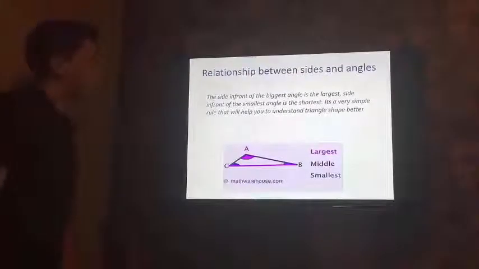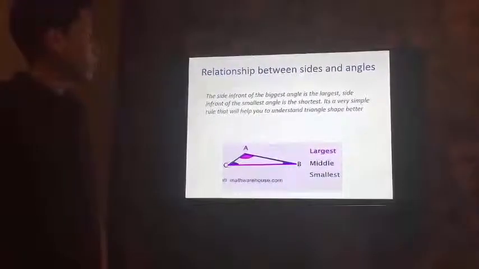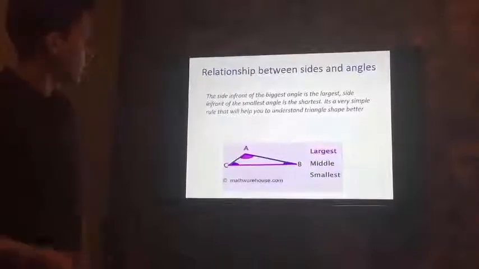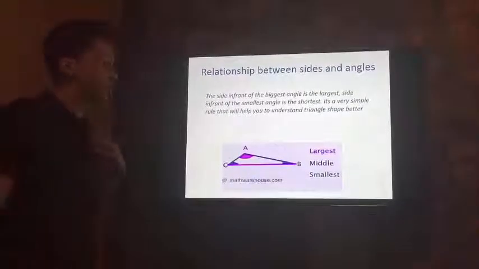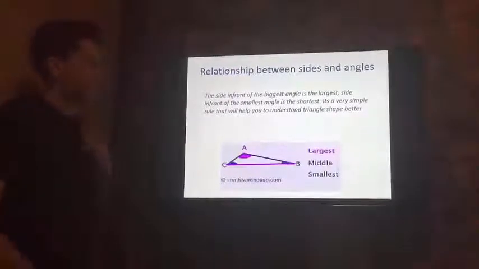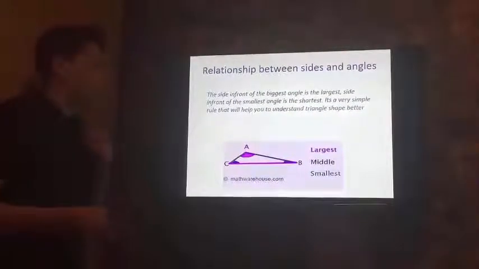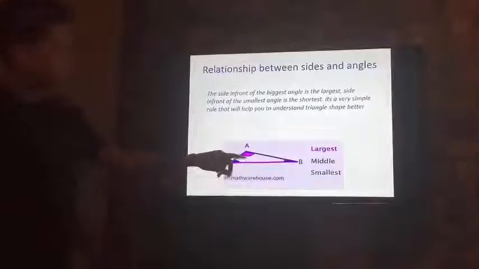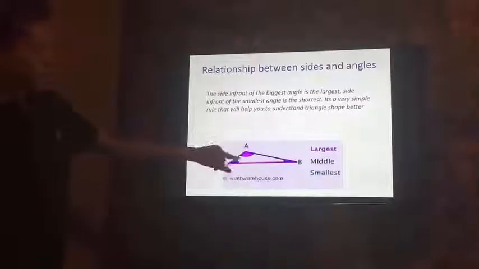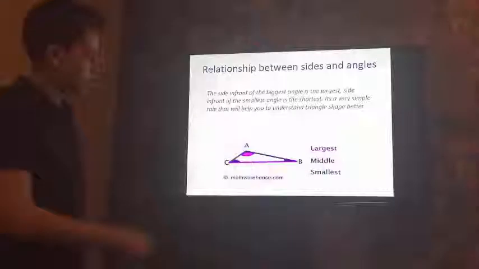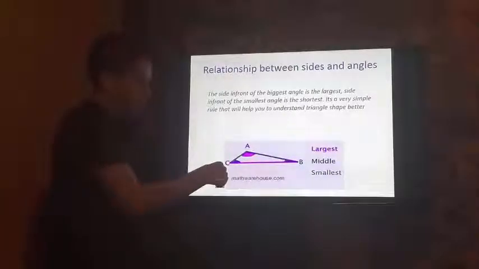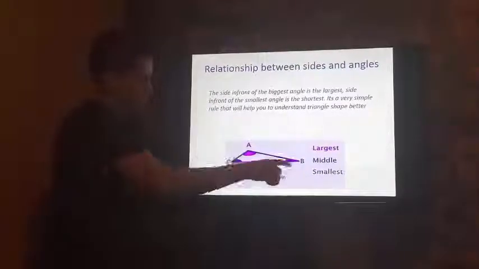Relationship between sides and angles. The side in front of the biggest angle is the largest. The side in front of the smallest angle is the shortest. It's a very simple rule that will help you to understand triangle shape better. You can see from the shape, the largest angle is angle A, and the largest side is the one opposite of angle A.